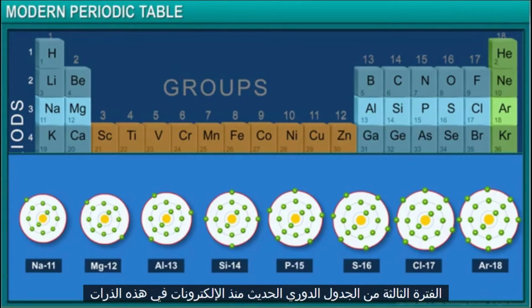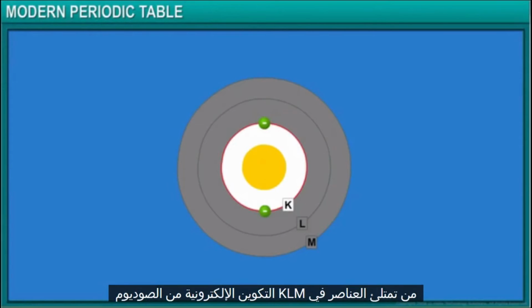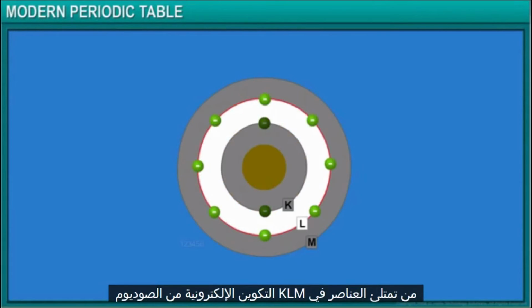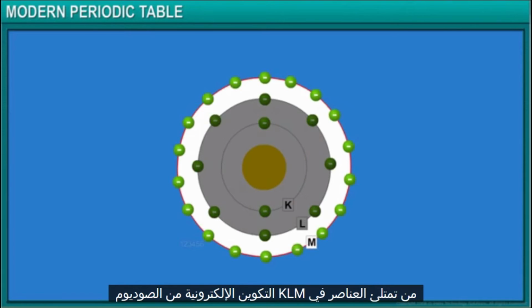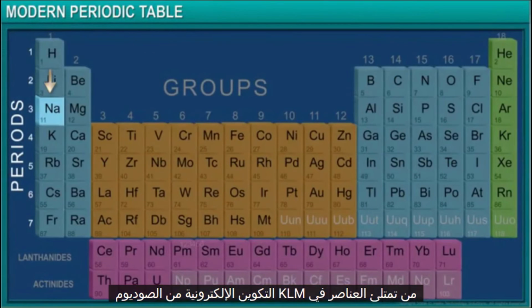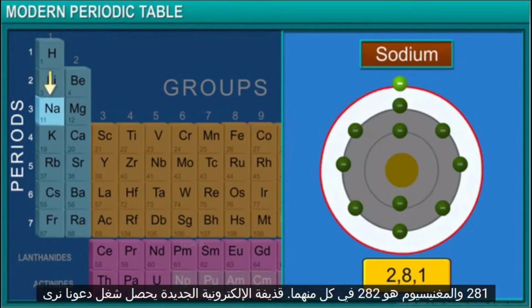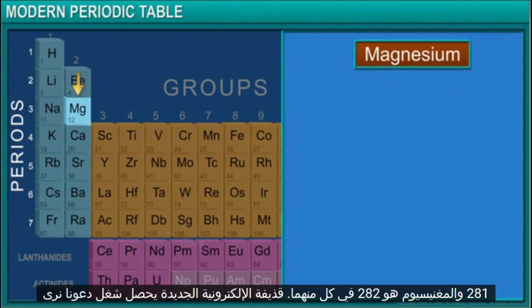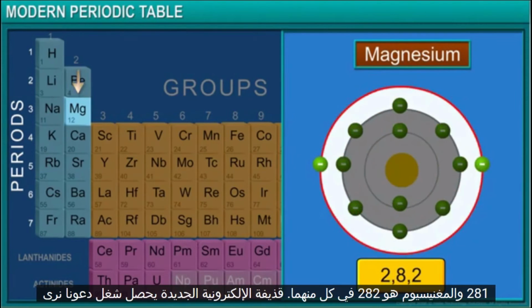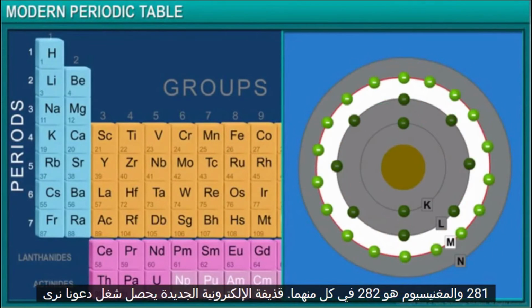belong to the third period of the modern periodic table, since the electrons in the atoms of these elements are filled in the K, L, M shells. The electronic configuration of sodium is 2, 8, 1, and magnesium is 2, 8, 2. In each period, a new electronic shell gets filled.